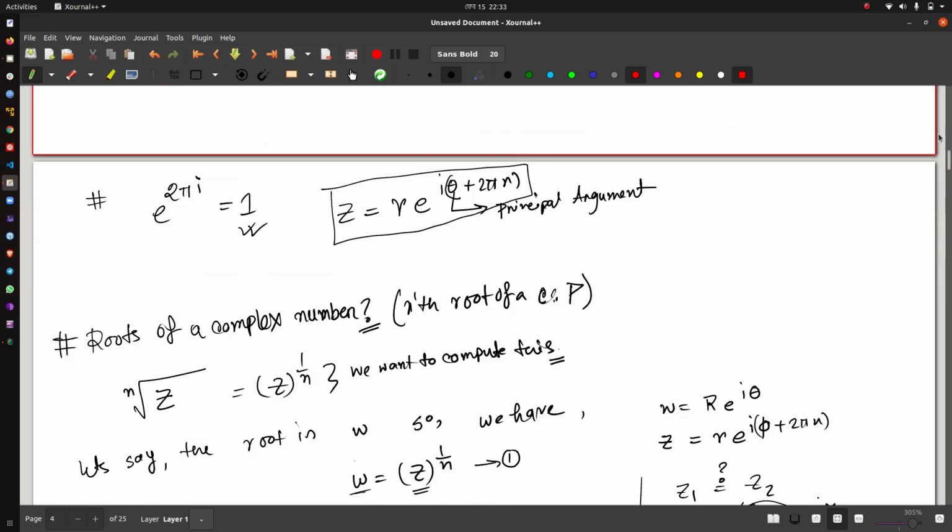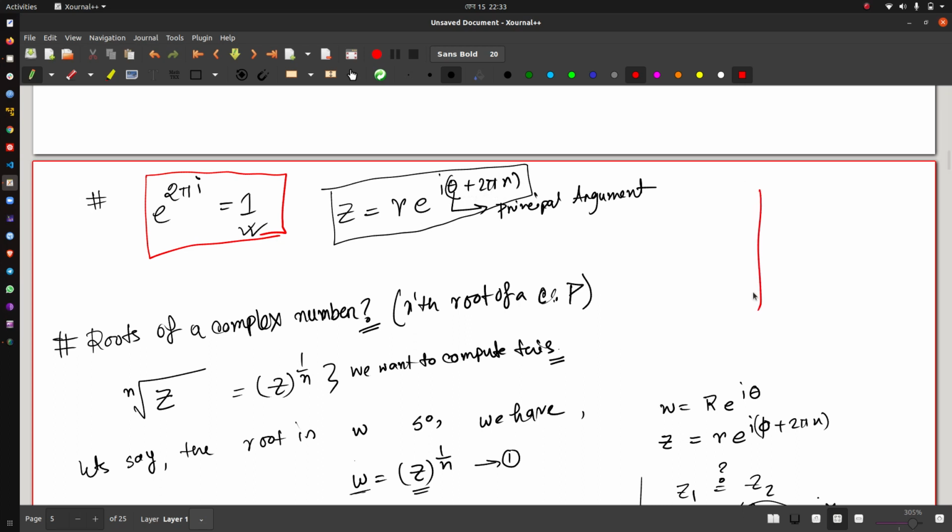And to do that, first we need an identity, that is e to the power 2 pi i is equal to 1. And when you write a complex number, you can write it as r e to the power i theta, but here I have written e to the power i theta and then I have added a multiplicity, that is 2 pi n.